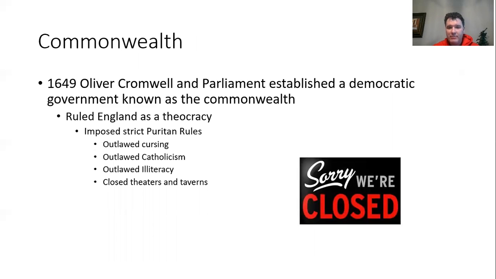And so Cromwell and Parliament established a democratic government known as the Commonwealth, which is the first experiment in self-rule for a long period of time, right? And they rule England kind of as a theocracy, like Puritan rules, where they outlaw cursing and Catholicism, and they outlaw illiteracy. So you have to learn how to read and write. And they close theaters and taverns, and it's just kind of a drag, right?